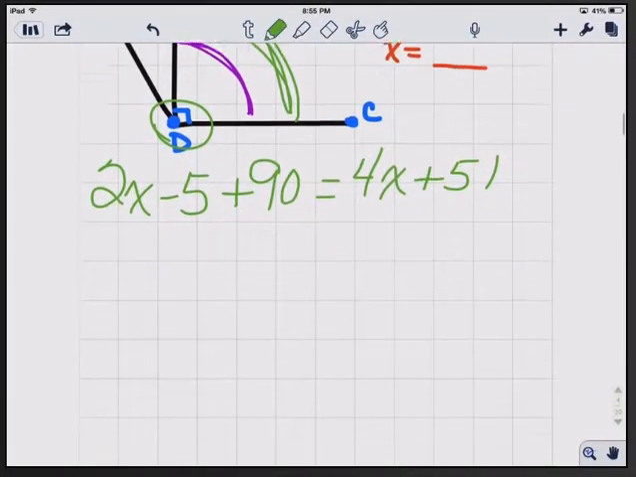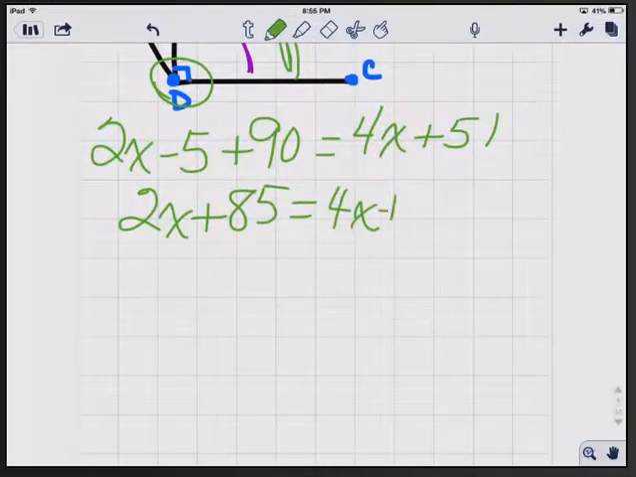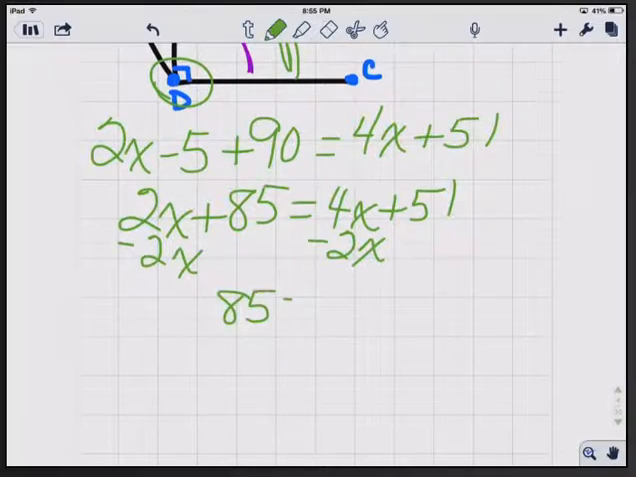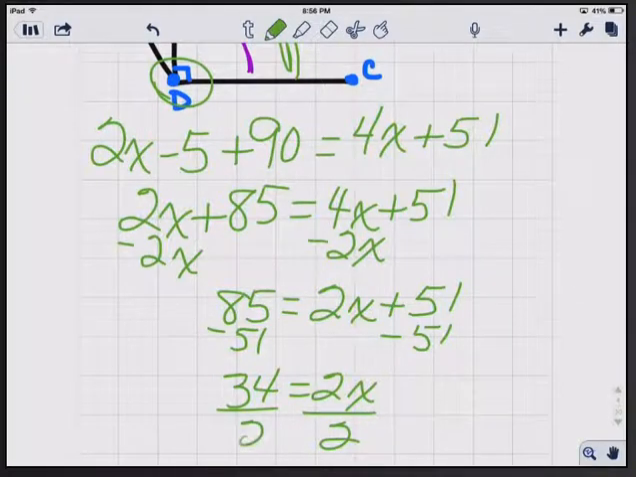So we'll simplify and solve. First of all, minus 5 plus 90 is equal to 85. So we have 2x plus 85 equals 4x plus 51. We'll subtract 2x from each side of the equation, and we'll have 85 equals 2x plus 51. We'll subtract 51 from each side of the equation, and that gives us 34 is equal to 2x. So we divide by 2, and x is equal to 17.